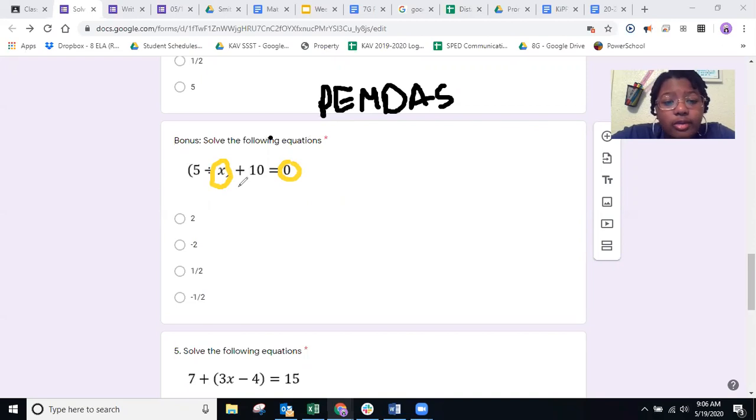So we're going to do minus 10, because it's addition. The opposite of addition is subtraction. We always do the opposite. So we cross that out. What we do to the left, we do to the right. So we have to do 0 minus 10.